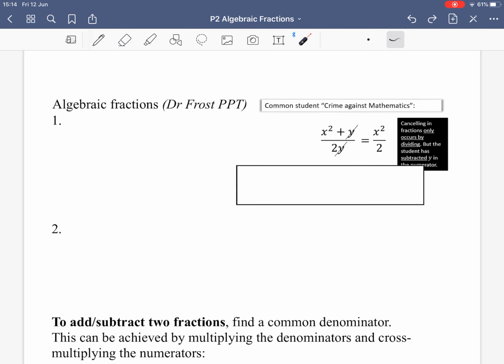And I think it looks like this. Now, if I was teaching this in the classroom, I'd probably bring up the Dr Frost PowerPoint, and you're very welcome to download that, but I'll write down what I would have on there.